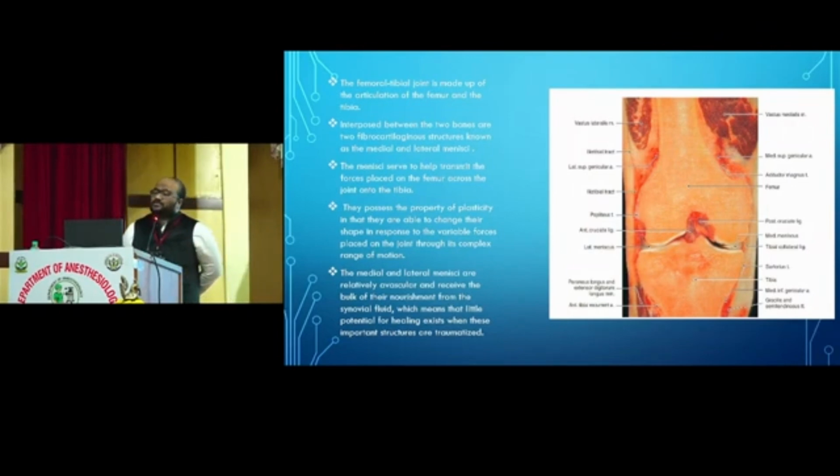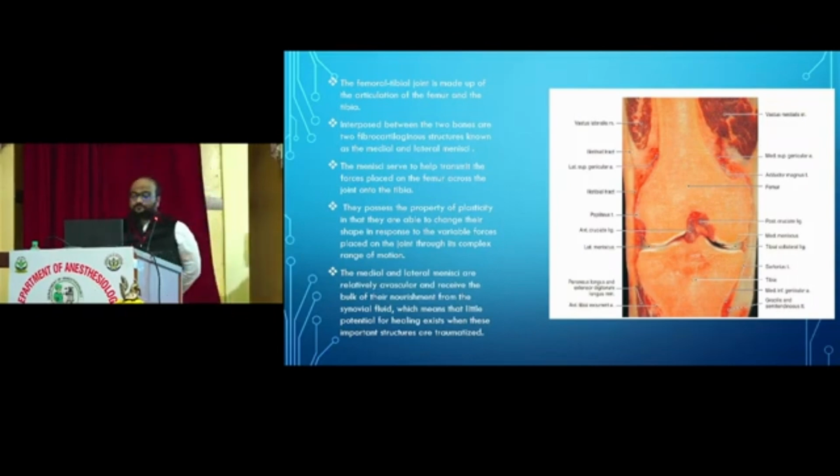Interposed between the two bones are two fibrocartilaginous structures known as the medial and lateral menisci. The menisci serve to transmit the forces placed on the femur across the joint onto the tibia. They possess a property of plasticity in that they are able to change their shape in response to the variable forces that are placed on the joint. The medial and lateral menisci are relatively avascular but receive bulk of their nourishment from the synovial fluid, which means that little potential for healing exists when these important structures are traumatized.